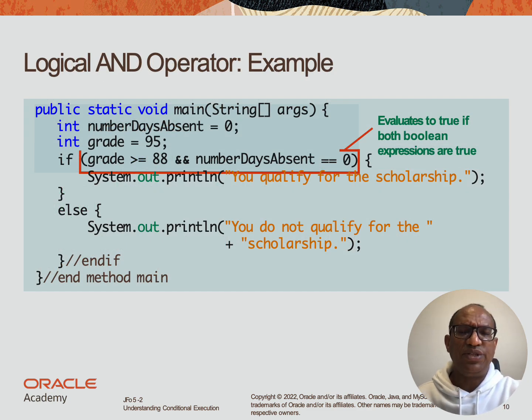Here's a full example using AND. Both grade and absences must meet the condition for the scholarship message to be displayed. This example illustrates the logical AND operator. For the output to be displayed as you qualify for the scholarship, the two conditions must be true. That is, the grade must be greater than or equal to 88, and the number of days absent must be equal to 0.